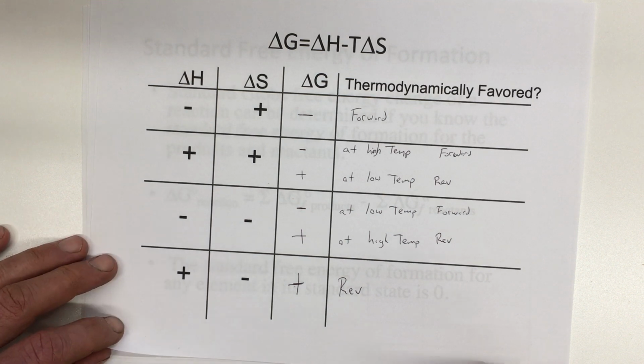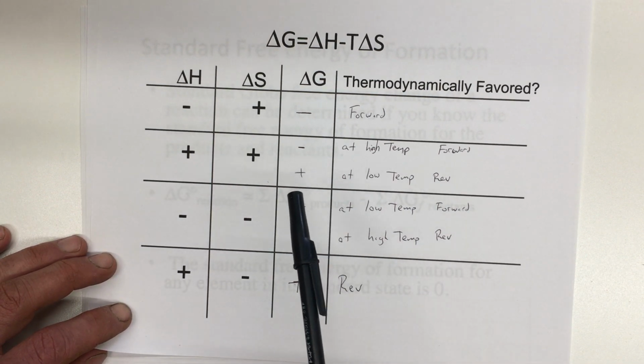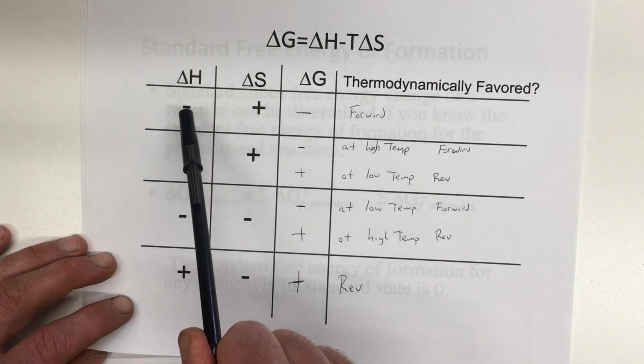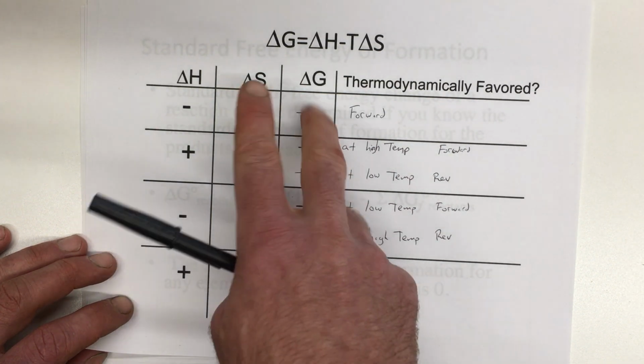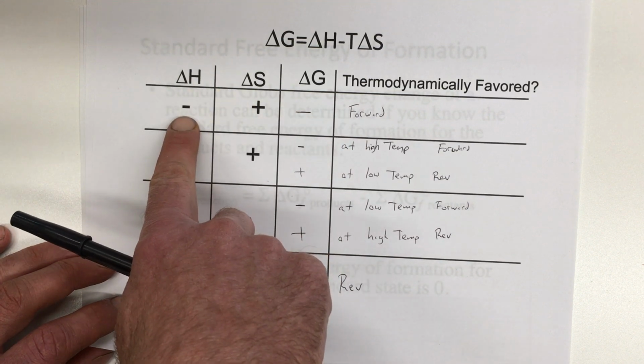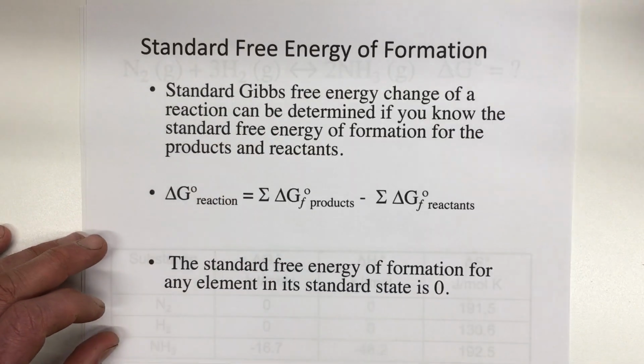So it's really useful. A lot of questions that you'll see on tests and quizzes give us the sign of delta H and delta S and ask us to predict the sign of delta G. Or it could give us delta G and delta S and ask us to predict the sign of delta H and so forth.